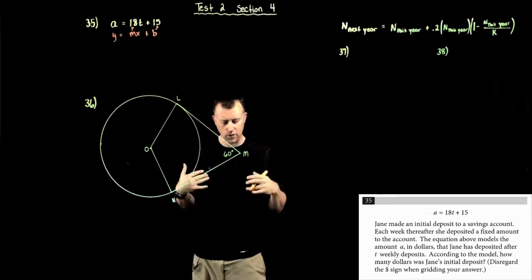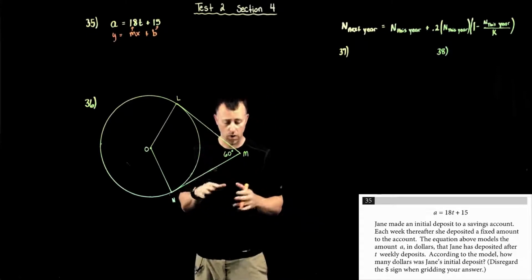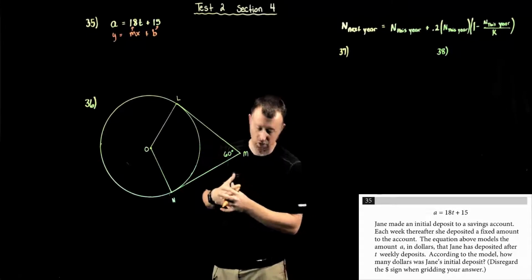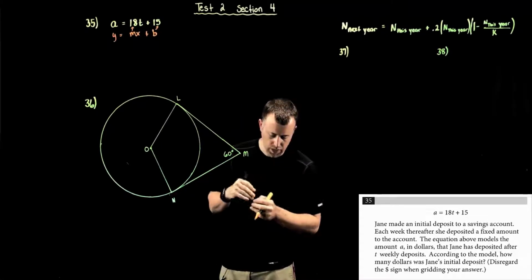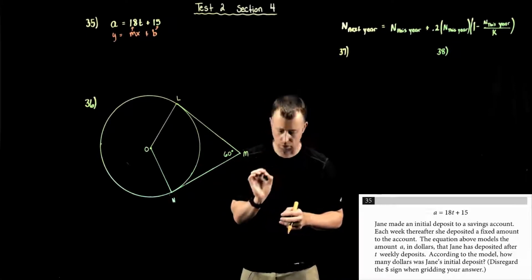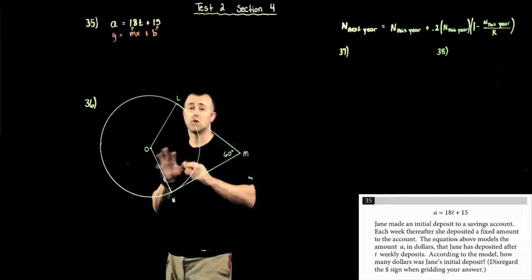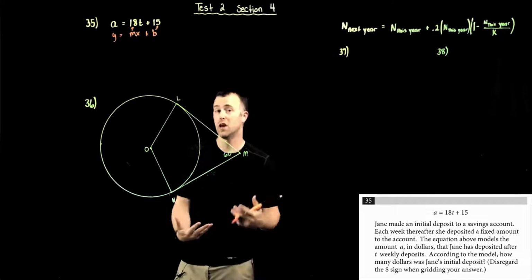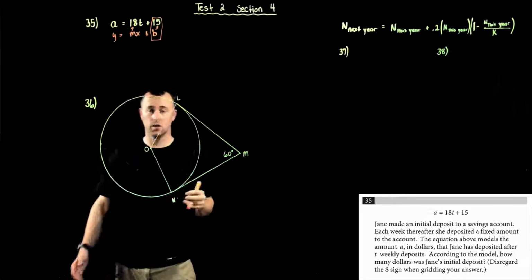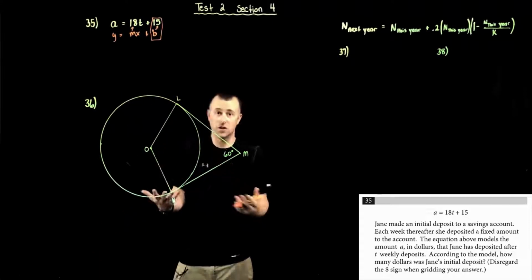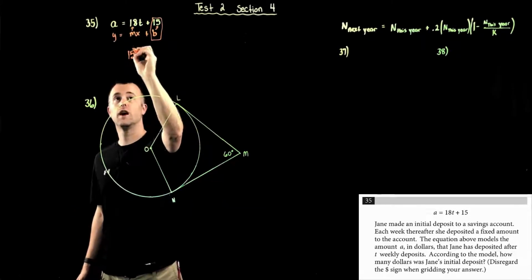Now, scrolling through this problem, they're spending most of the time explaining to you what the A and the T mean. What I want to do is get down to the actual question, which is one of the last sentences. It says, according to the model, how many dollars was Jane's, and the key word here is the word initial deposit. So anytime they say something that means starting point, initial, they use that word, we're asking for the y-intercept. All they're doing here is saying, what's the y-intercept of this equation? So your answer is going to be 15 because that's your initial value.